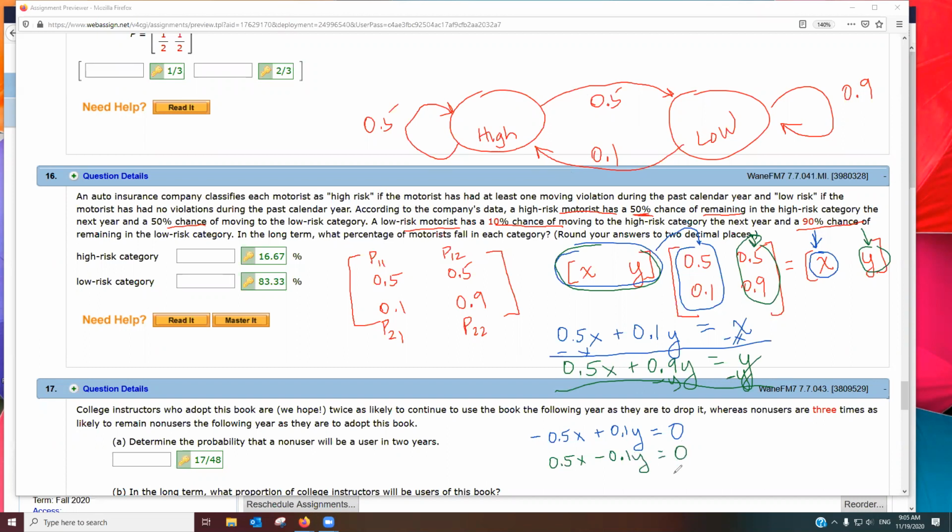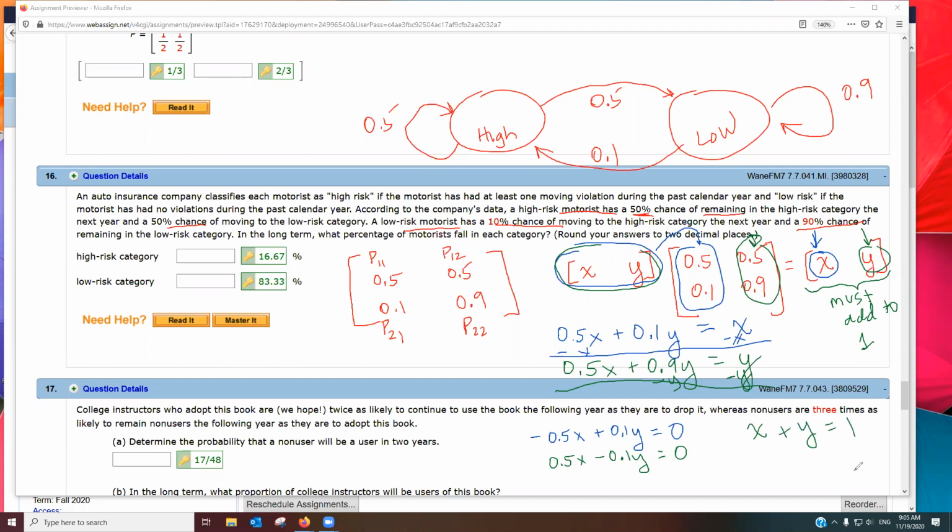Now it turns out I really can't solve this system the way it is now. If I tried to add these two equations straight down, you might remember the elimination method from algebra, I would get no solution out of that. So these two equations are redundant. They're really the same equation. So I need a new equation. The new equation goes back to the fact that these two probabilities must add up to 1. So I can throw a new equation into the mix: x plus y equals 1.